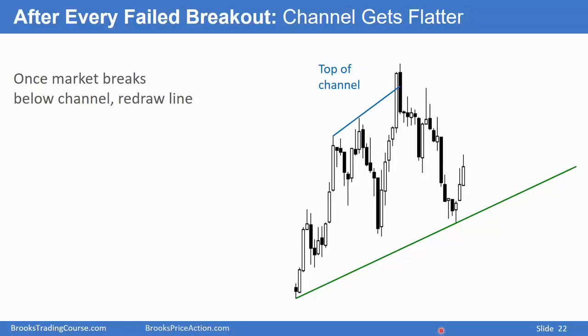As trends mature, as more bars get added, the trend typically becomes weaker and it tends to evolve more into a trading range. By weaker, I mean flatter. I had one line here and now I have a flatter line. So the channel is becoming flatter, less strong. And also the channel tends to get broader. The space between the top line and the bottom line tends to get wider. And that is a sign that the market might be starting to transition into a trading range.